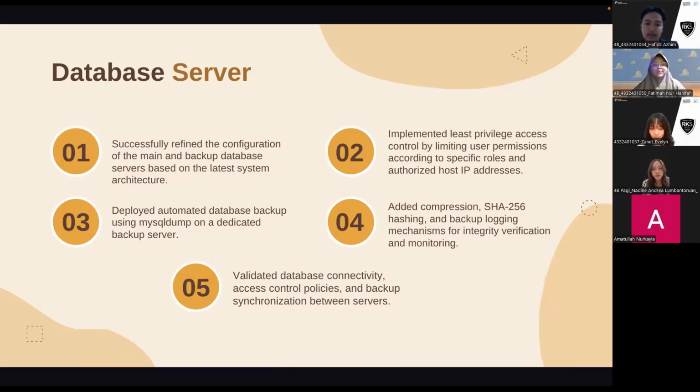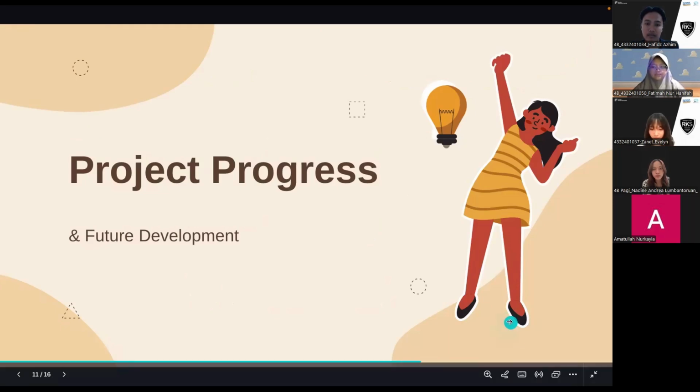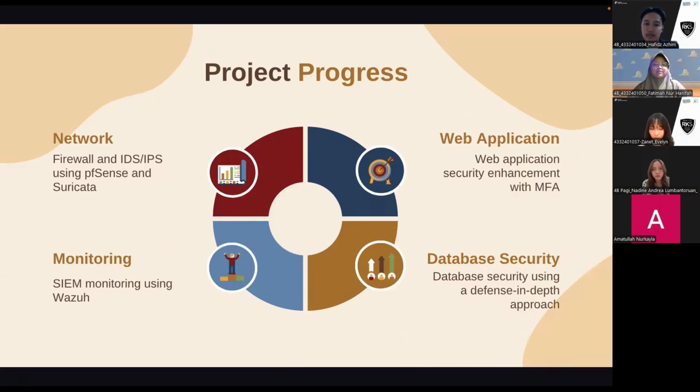This section explains the current project progress and the future improvement plan for the system. Our analysis shows that most core security components have already been successfully implemented and integrated. At the current stage, the project has successfully implemented firewall and IDS/IPS protection using pfSense and Suricata, SIEM monitoring using Wazuh, web application security with MFA, and database security using a defense-in-depth approach. This implementation allowed the system to perform centralized monitoring and generate real-time security alerts for SOC analysis.